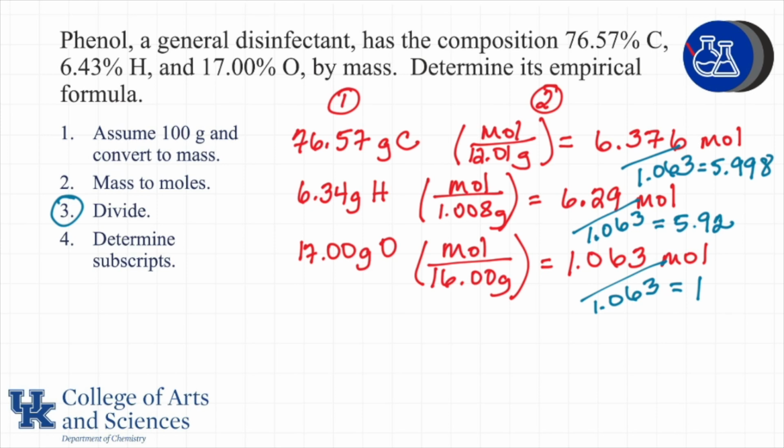We can then round these numbers to the nearest whole numbers, and we get C6H6O. We can't always round, and we'll look at another example where we can't use rounding and talk about how we identify when we can and cannot round.